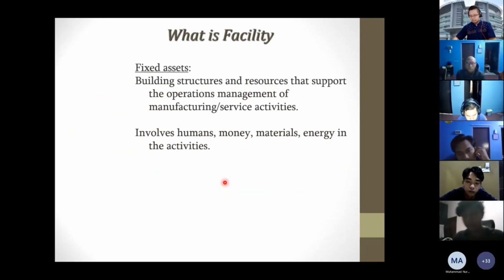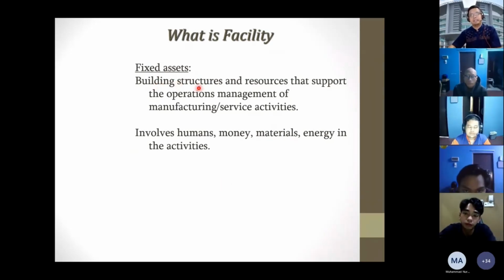This is the definition of facilities. What is facilities? Facilities are building structures, what we call fixed assets, and resources that support the operation management of the manufacturing or service activities. So facilities involve humans, money, material, and energy in the activities. So this is facilities, known as a fixed asset.